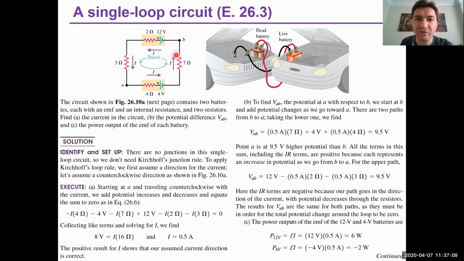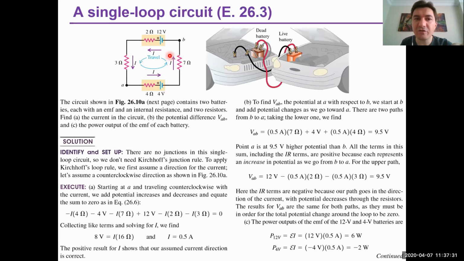This is the direction of the current. This is the direction of the loop. Then you can calculate, or you can start from B and go to A, okay? So again, you can calculate the potential difference between A and B. So let's go from B to A.